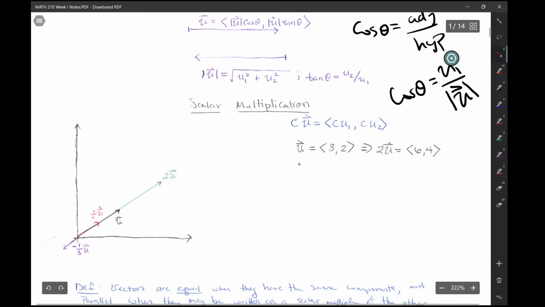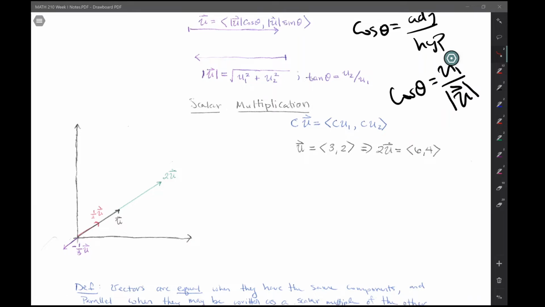Let's take a look at an example here. Here we have the vector u given as 3, 2. So it has an x component of 3 and a y component of 2. What happens when we take u and multiply it by the scalar 2? Well, you're going to get 3 times 2 equals 6, and you're going to get 2 times 2 equals 4. So 2 times u is the new vector 6, 4.